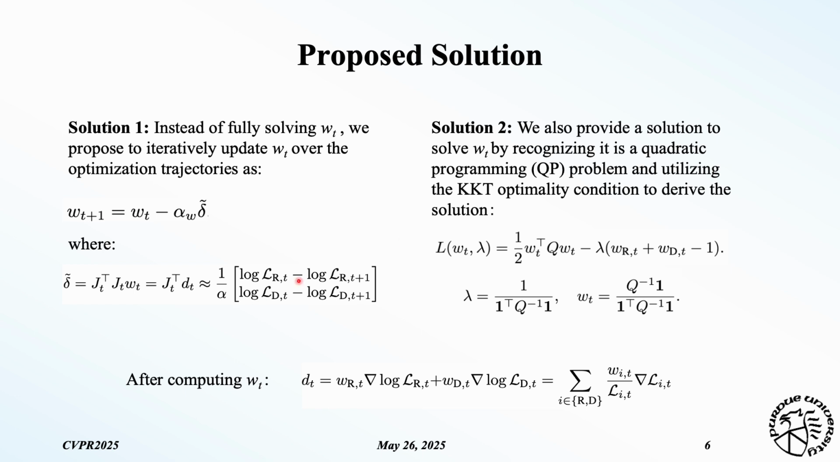And our solution 2 recognizes it as a constrained quadratic programming problem and applies the KKT optimality conditions. After computing WT, we update the model with the weighted sum of the log gradients. Overall, our approach allows us to efficiently decrease the rate and distortion objectives more equitably.